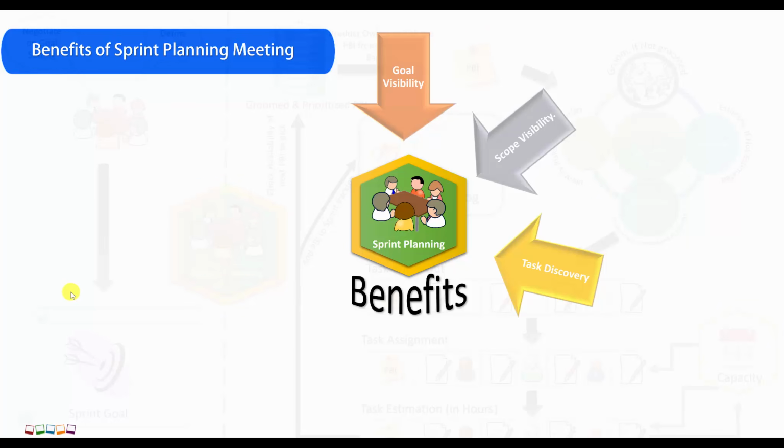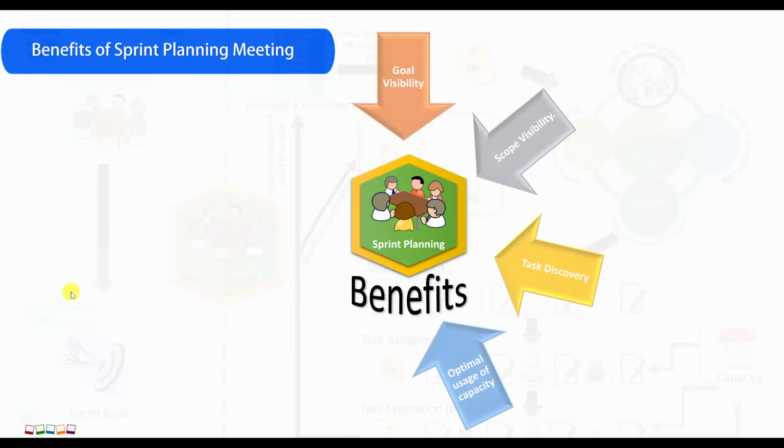Then you can have task discovery. What are the granular level tasks you have, who will be doing how many hours of analysis, how many hours of development, and who will be doing testing on which particular stories. Every detail you will get visibility into after this sprint planning meeting.